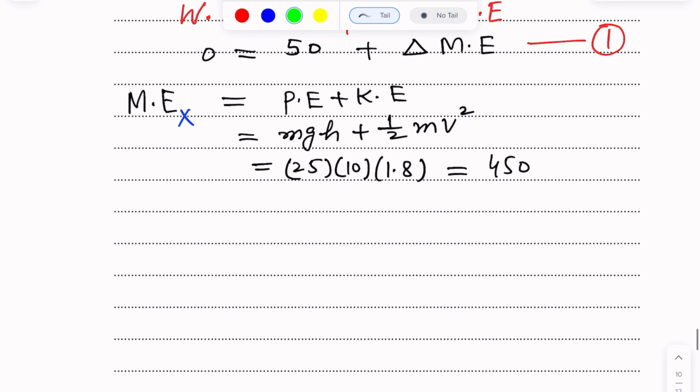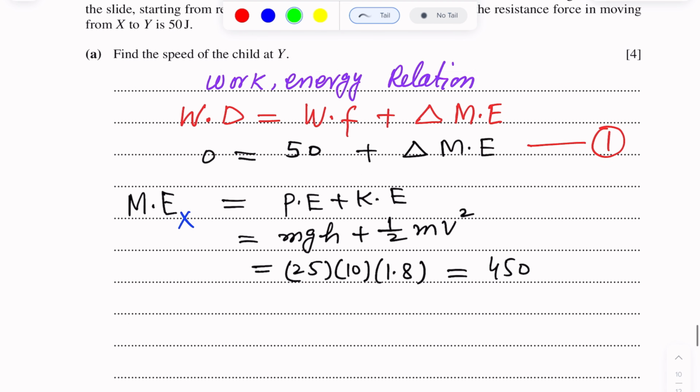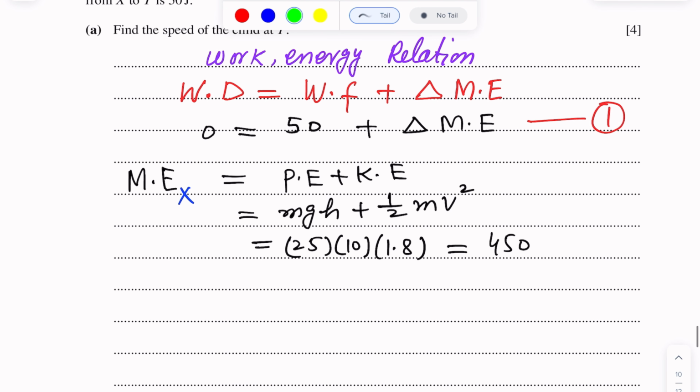Similarly, we will find the mechanical energy at this point Y. In the same way, mechanical energy at Y will be mgh plus 1/2 mv squared.